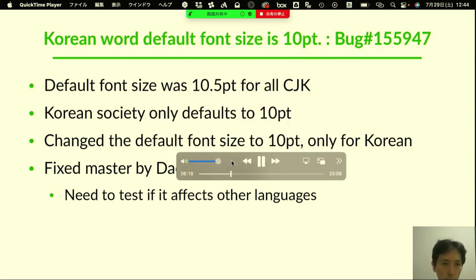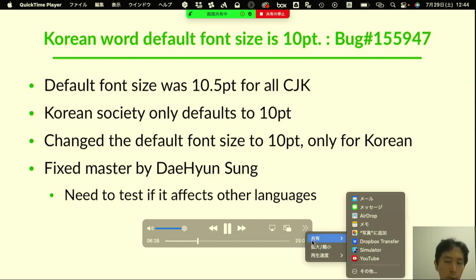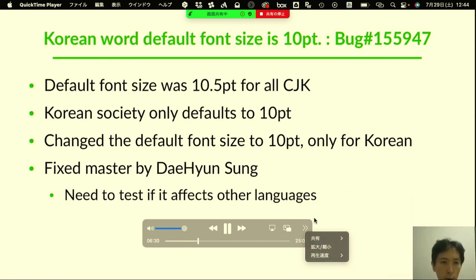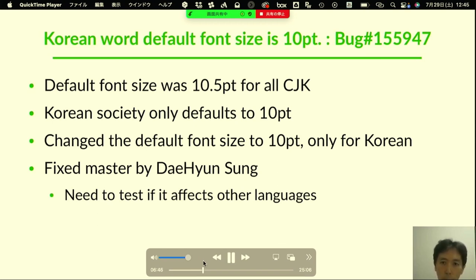This case is a Korean word processing default font size problem. The default font size for CJK languages was 10.5 point, but Korean society usually uses 10 point, so the default font size was changed to 10 point only for Korean. Of course, Japanese and Chinese keep 10.5. It is now fixed in master by Sondheim.